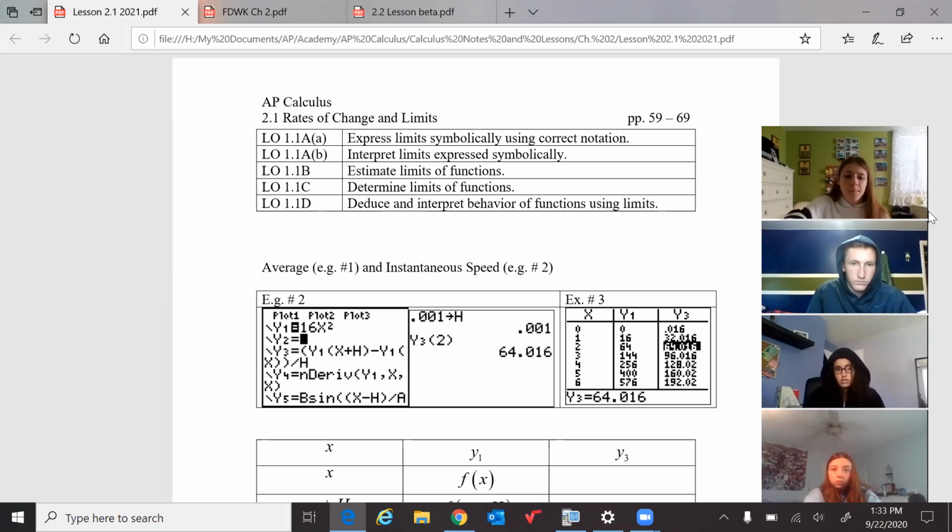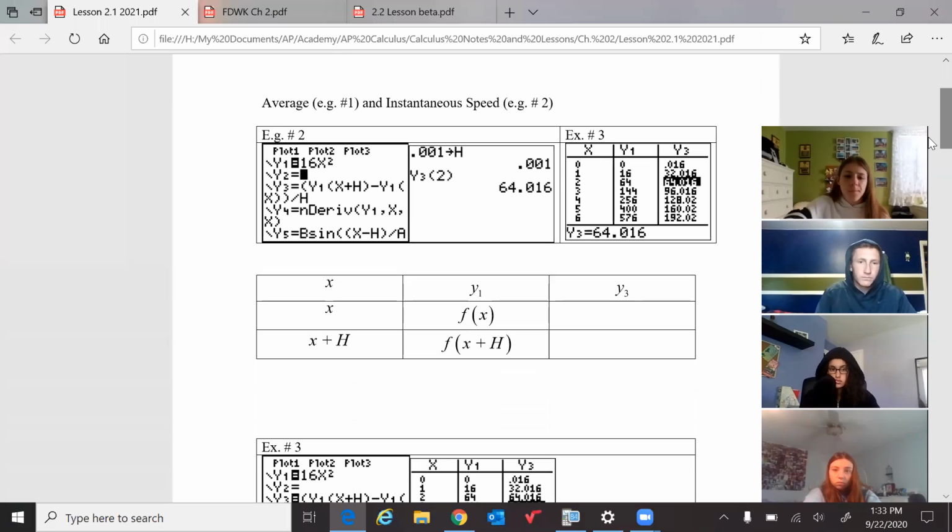So example 1 is this, and you've seen problems like example 1 for a long time. It says a rock breaks loose from the top of a tall cliff. What's the average speed during the first 2 seconds? Okay, you've done this in multiple courses where you have -1/2 times 32 t squared. It's -1/2 times the force of gravity per second squared, plus the initial velocity, plus the initial height.